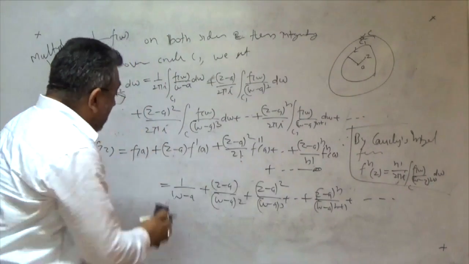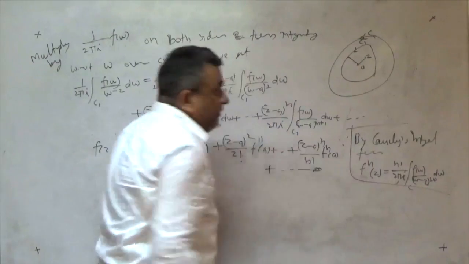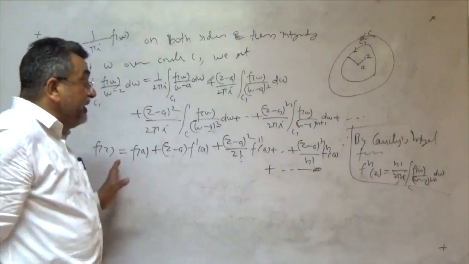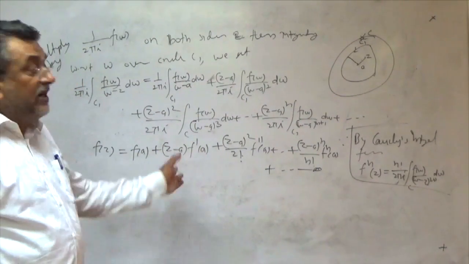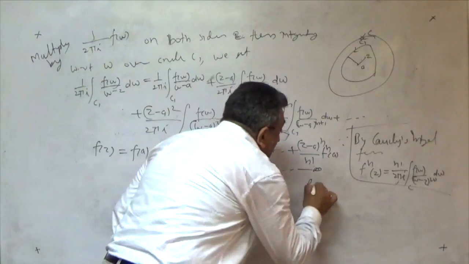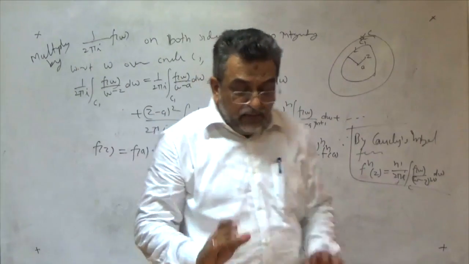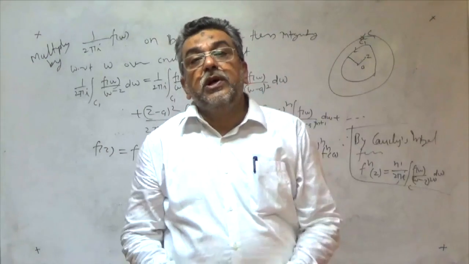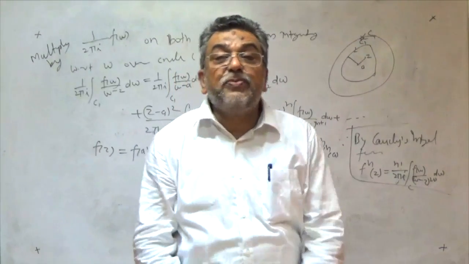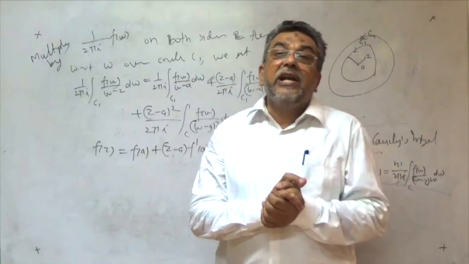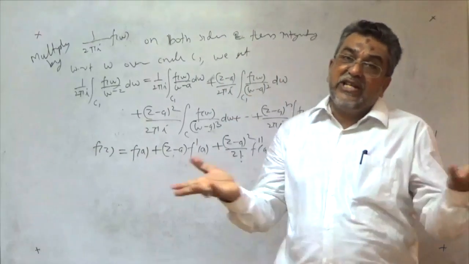And this is finally the proof of Taylor's theorem. If you compare this, if you see the right hand side of the Taylor's theorem, so this proves the Taylor's theorem, right? This was the first theorem which will be used to expand any complex function in ascending powers of z.